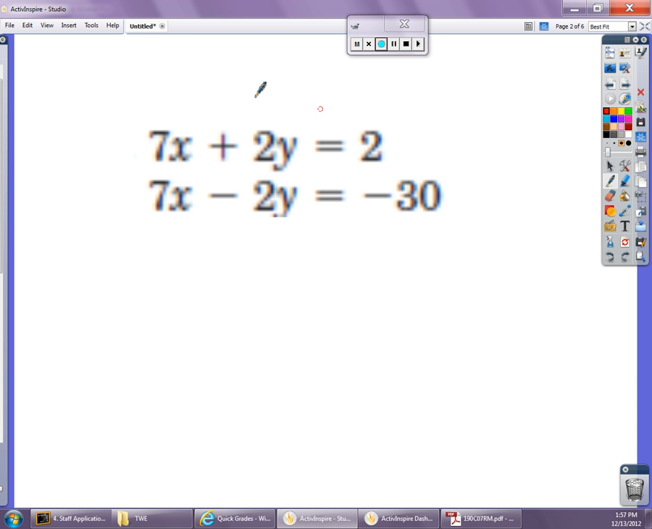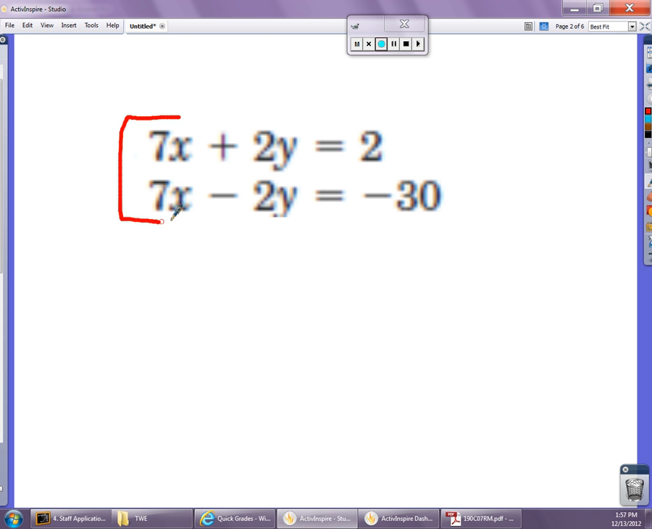Here's a system of equations. There are two equations, and the idea when you do elimination is that you want to get both the x and the y on the same side. In the first equation, x and y are on the same side. In the second equation, the x and the y are on the same side. What you're trying to do is get either the x or the y to be opposites. Here you have 7 and 7, but here you have positive 2y and negative 2y.